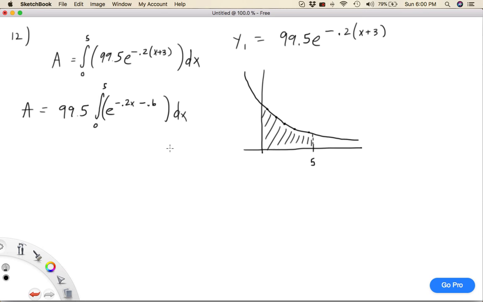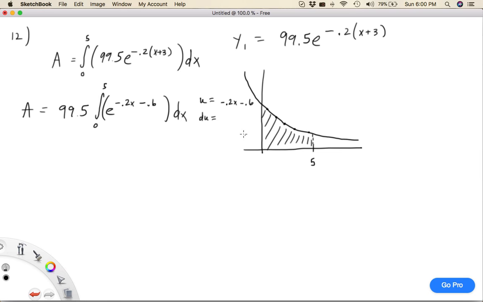Okay, so that might make it a little easier. Now, we know how to integrate e to the x. We do not know how to integrate e to the negative 0.2x minus 0.6. So that's a good hint that we should use u-substitution. So we're going to make u equal to negative 0.2x minus 0.6.